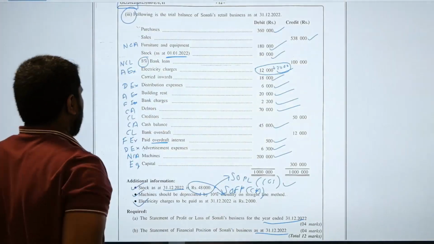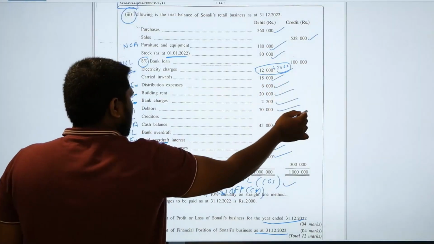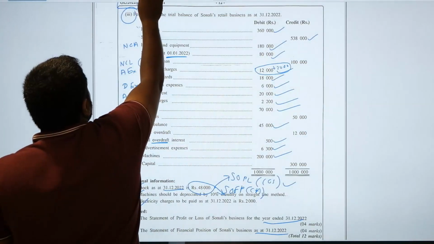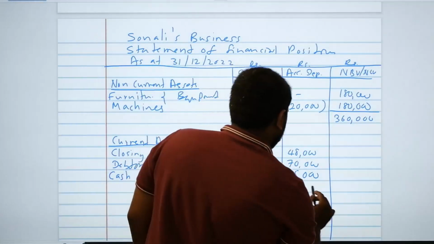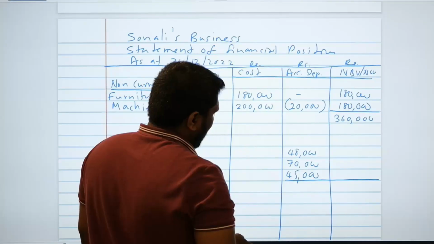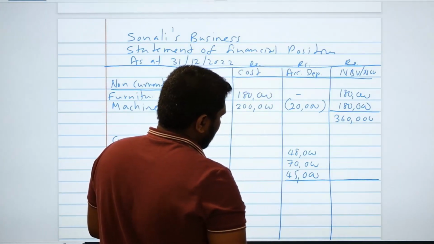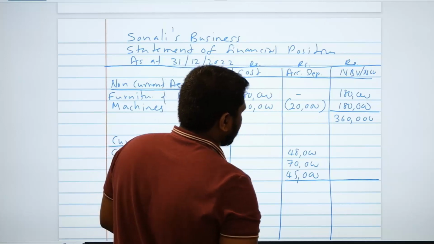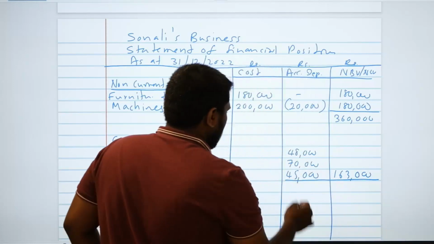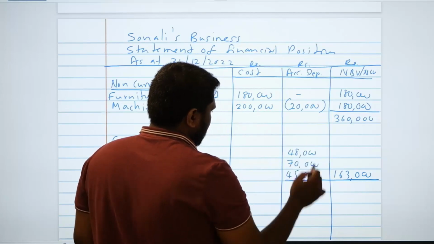So I think we are done with all the current assets also. Yes, so we are left out with this, and this. Good. So we are done with all those things. Then here let's take the total current assets. How much is that? 163,000.